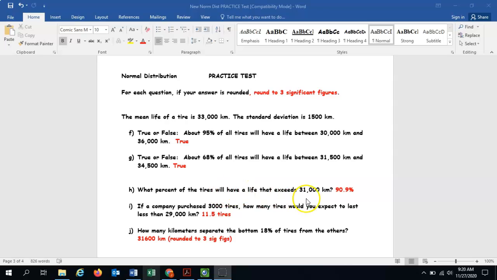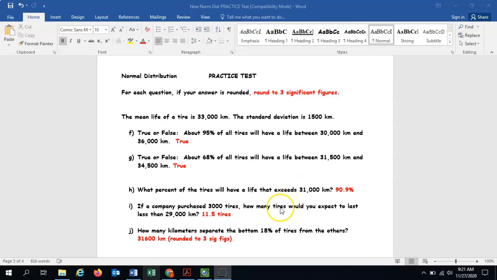So what percent of tires would have less than 31,000? So let's go to the calculator. So I'm going to go to normal distribution, since it's asking me for a percent. And so if it says exceeding 31,000, in other words, greater than 31,000, so 31,000 is my lower bound. Infinity is going to be my upper bound. I'm putting in a mean of 33,000, putting in a standard deviation of 1,500.